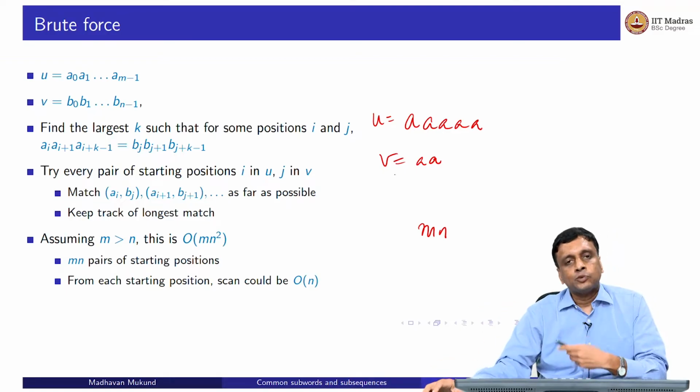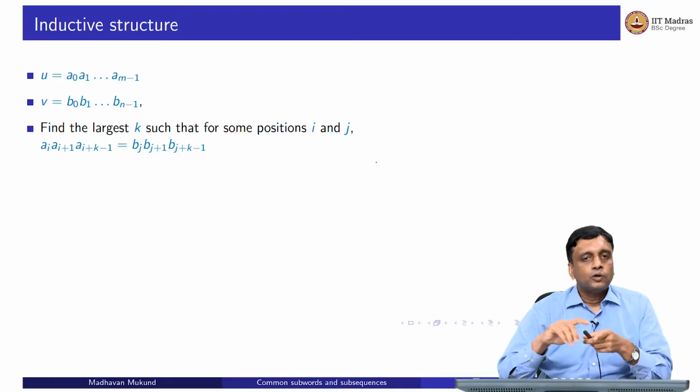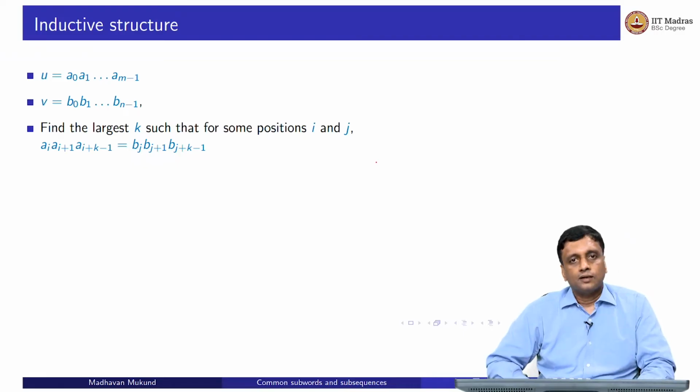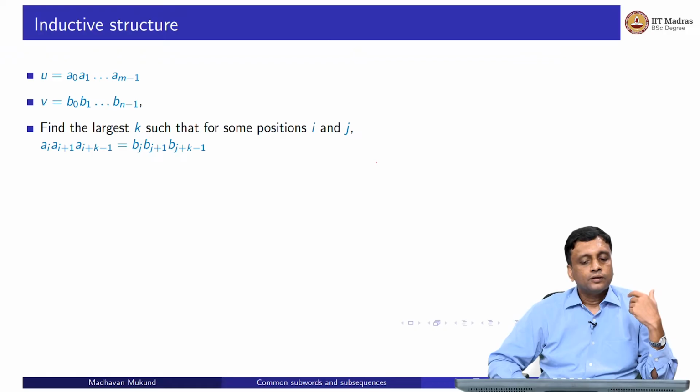So this is m times n squared. The question is, can we do something better than this by looking at the inductive substructure of this problem? This is the theme of these problems this week, which is problems which have an inductive structure which we can exploit and efficiently calculate.